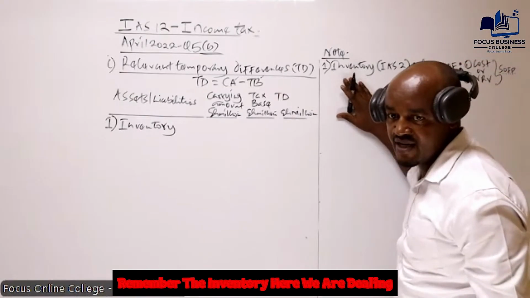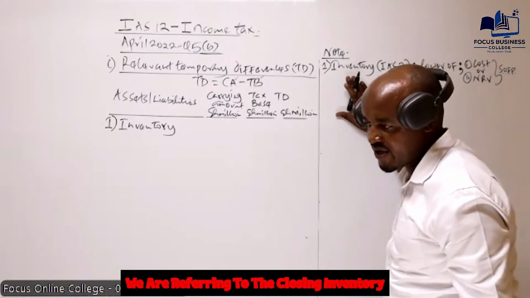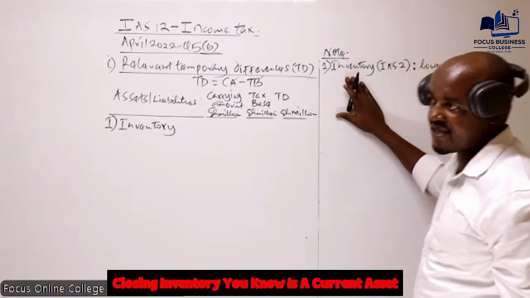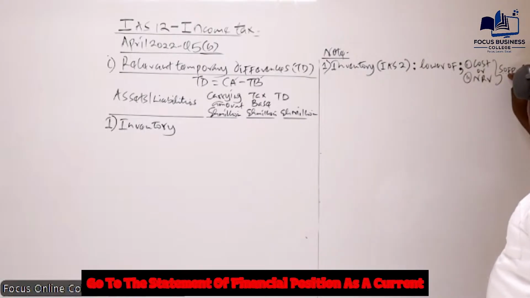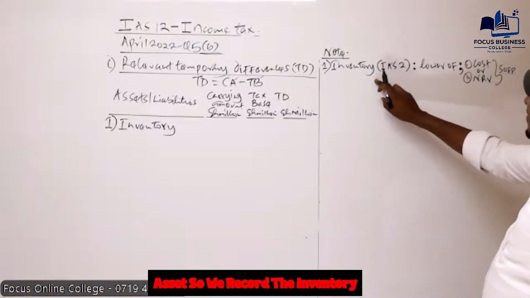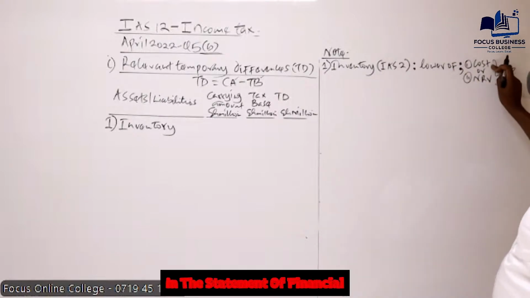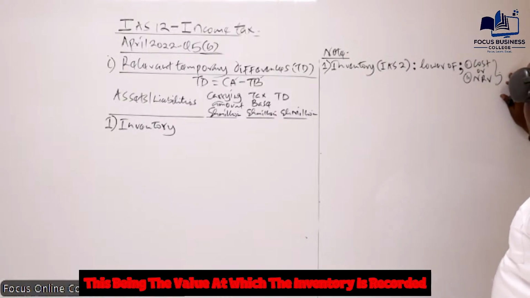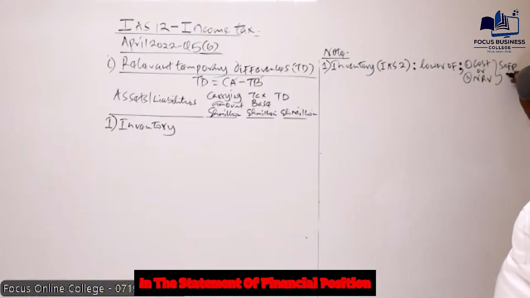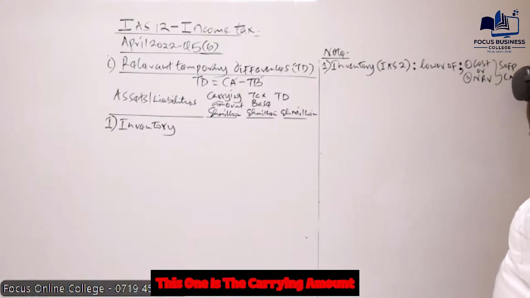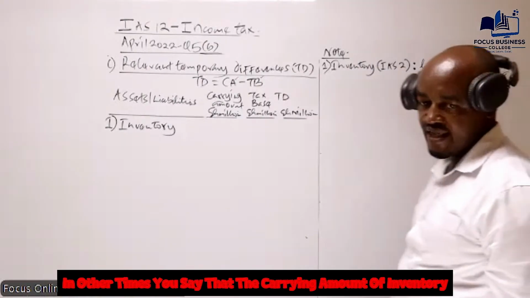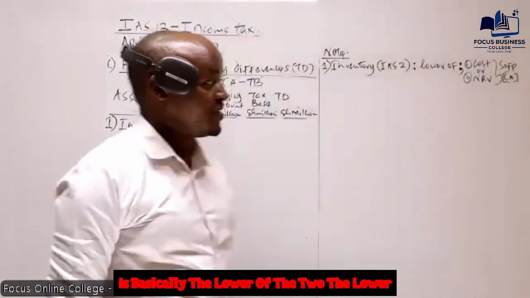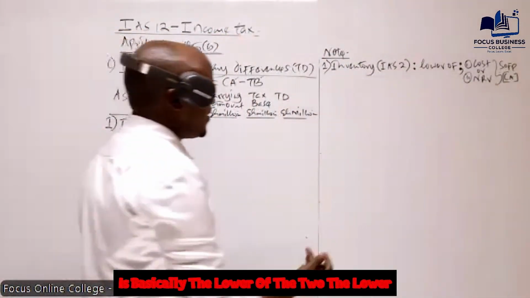Remember, the inventory here we are referring to is the closing inventory. Closing inventory is a current asset. Being a current asset, it goes to the statement of financial position as a current asset. So we record the inventory in the statement of financial position at the lower of the two. This value at which the inventory is recorded in the statement of financial position is the carrying amount. In other terms, we say that the carrying amount of inventory is basically the lower of the two.